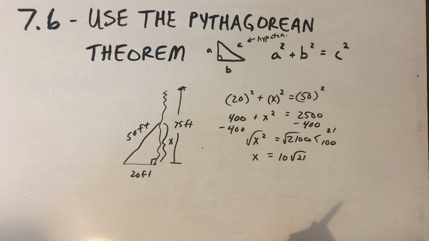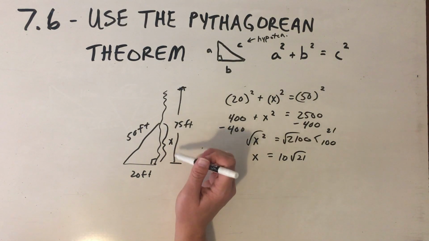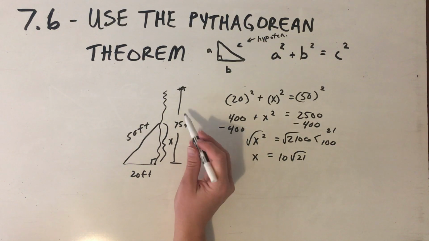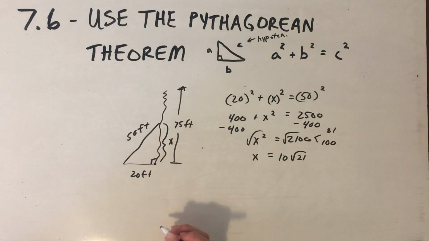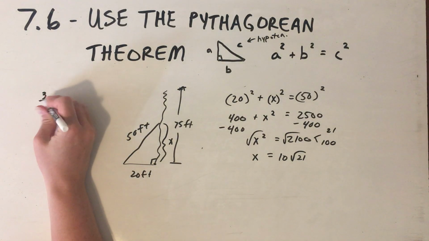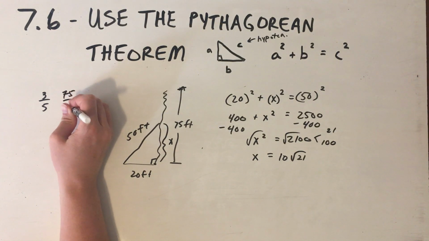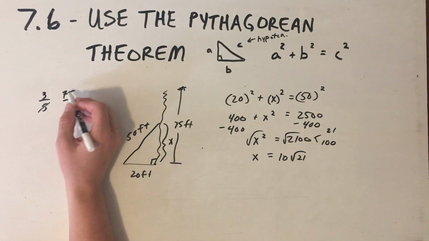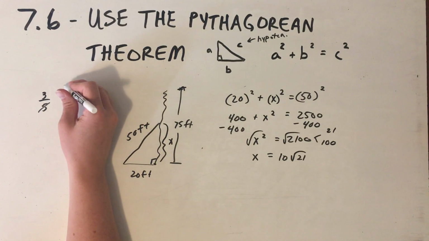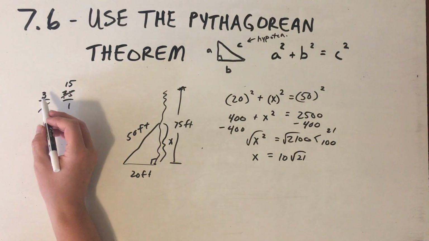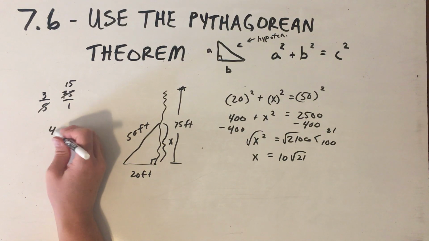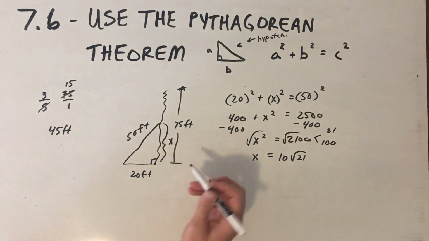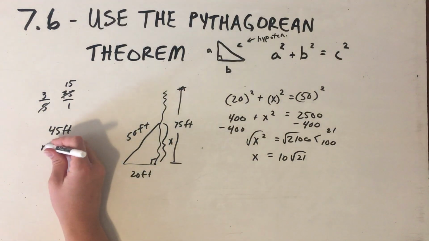If local regulations require that a supporting wire be attached at a height of no less than 3/5 of this 75 feet, or 3/5 of the length of the antenna. So 3/5, this is part B of this question, so it needs to be 3/5 of the 75 feet height. This 5 will go into this 75 15 times. So this wire has to be at least 45 feet high to meet regulation.